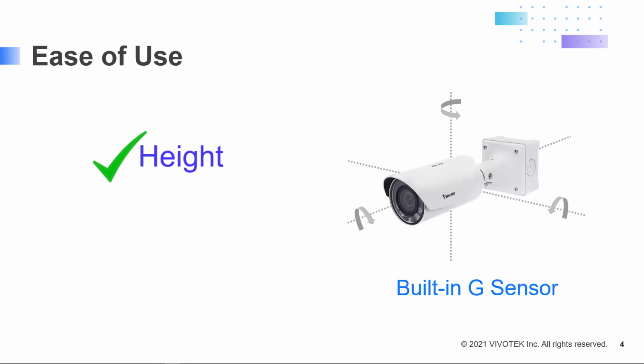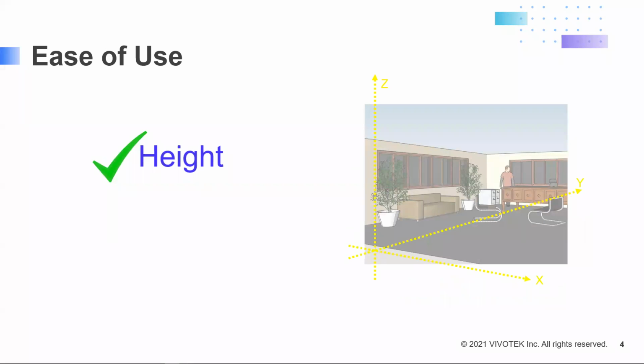The reason you don't need to input the tilt and rotation is due to the onboard G sensor. This is just like on our phones. There's an embedded G sensor that detects the tilt and the rotation angle of the camera. And then with that height information from the user's input and the tilt and rotation angle from the G sensor, a 3D map is created inside of our cameras.